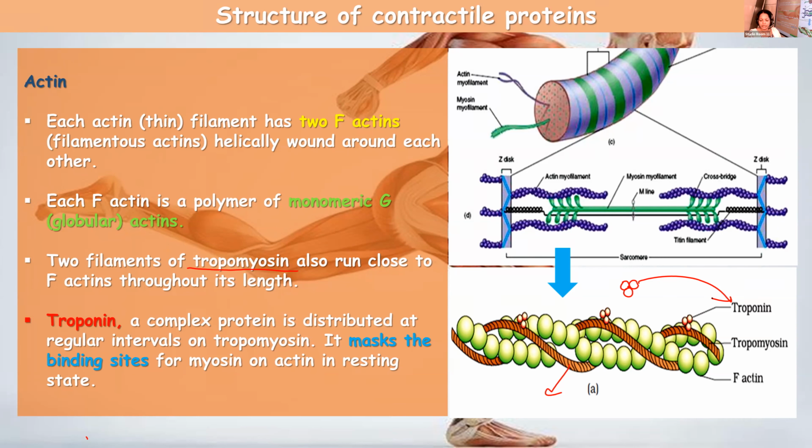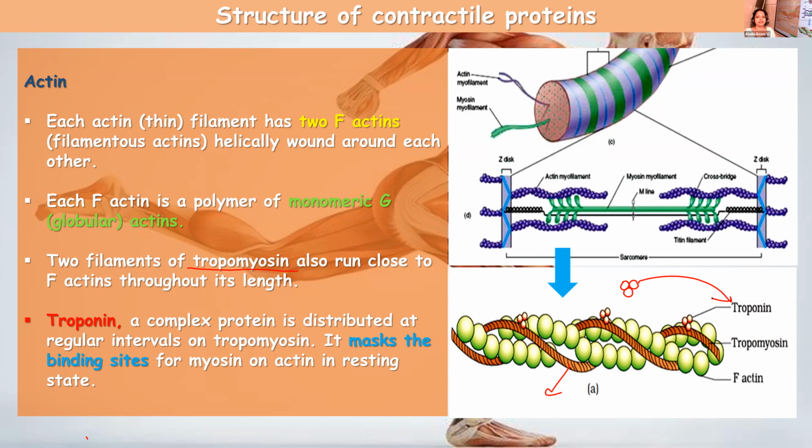What is troponin? It's a complex protein consisting of three protein subunits. And what is its function? Its function is to mask the binding sites for myosin present on actin. It is with the help of these sites that the actin filament will get attached to the myosin filament at the time of muscular contraction.